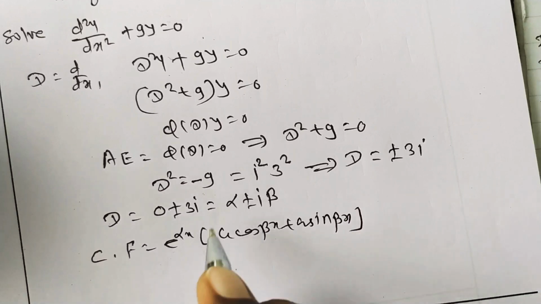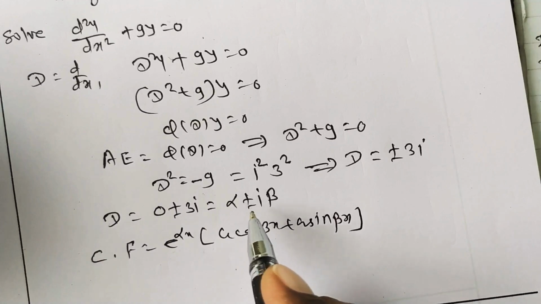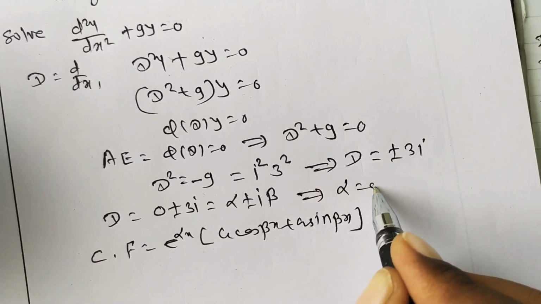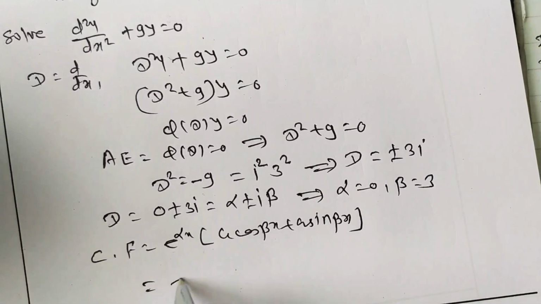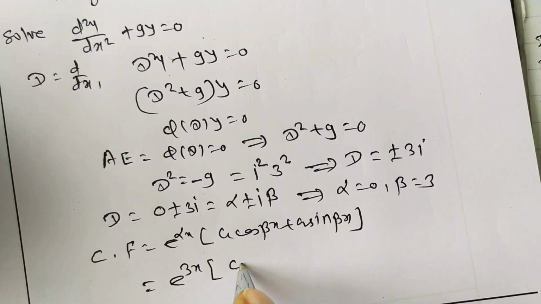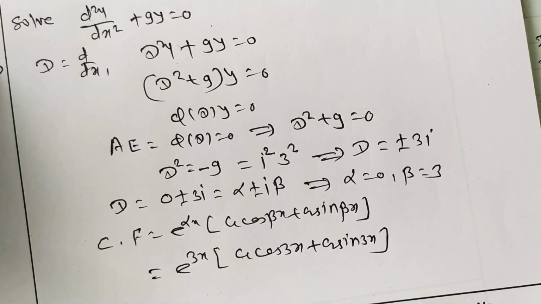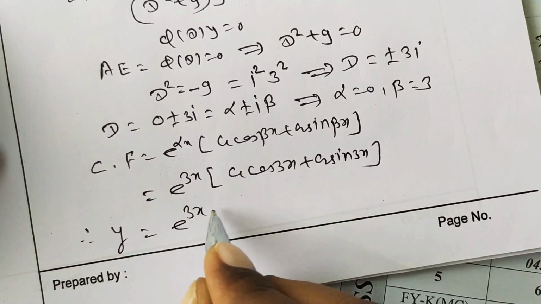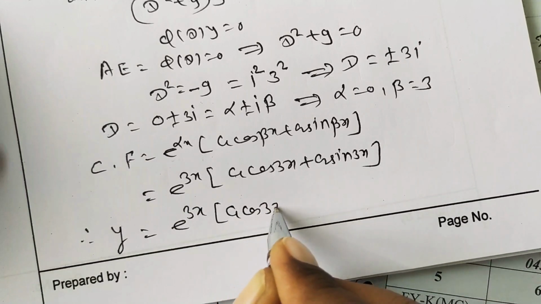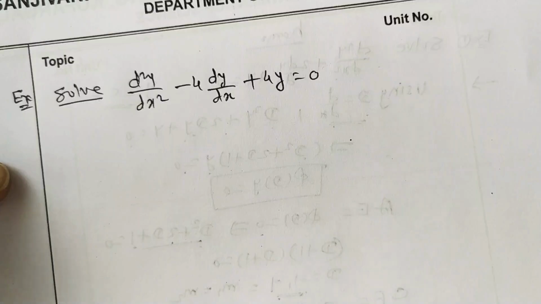Now only find the value of alpha and beta, means compare this 0 plus or minus 3i with alpha plus minus i beta, then we will get alpha equal to 0 and beta equal to 3. Put the value of alpha and beta here, that is e to the power 0x into c1 cos 3x plus c2 sin 3x. So this is the CF, and therefore solution of given differential equation is y is equal to c1 cos 3x plus c2 sin 3x.